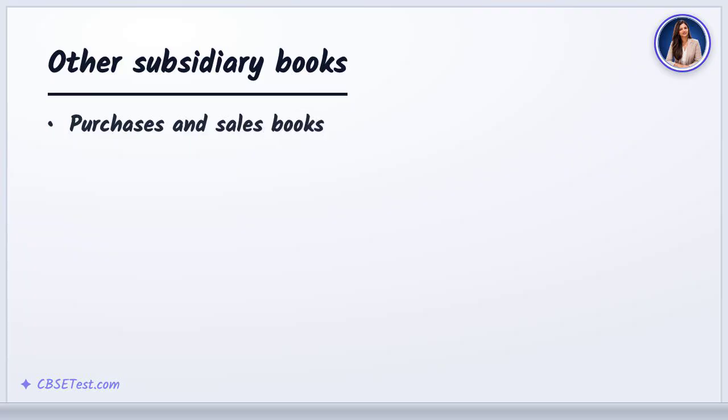When credit transactions are frequent, we use special journals. The purchases book records credit purchases of goods, the sales book records credit sales, and there are returns books and bills books too. Cash deals never enter these books.